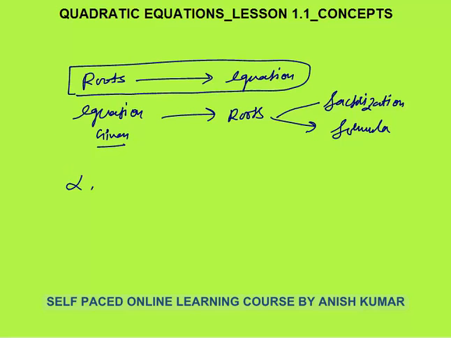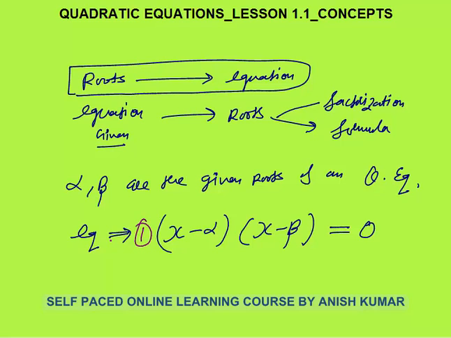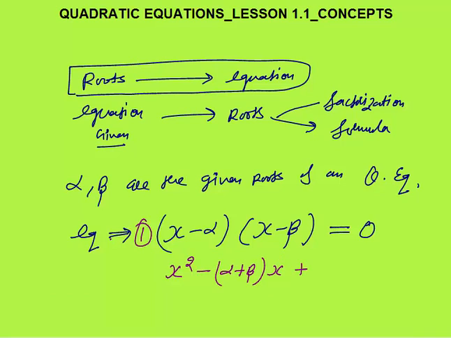Let's say alpha and beta are the given roots of a quadratic equation. The equation will be x minus alpha into x minus beta equals to 0. This is one method. Expand this and we get x square minus alpha plus beta into x, if you open the brackets, plus alpha beta equals to 0.